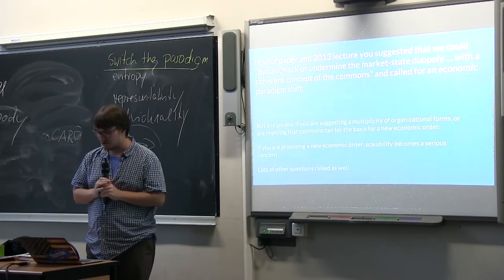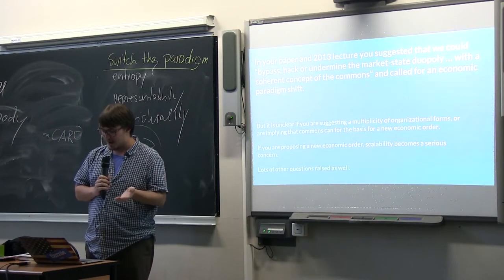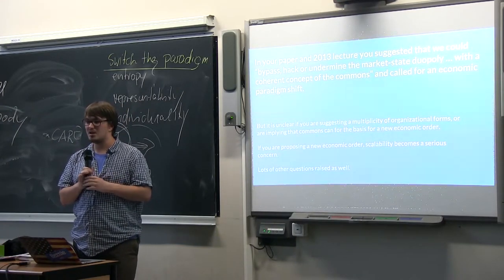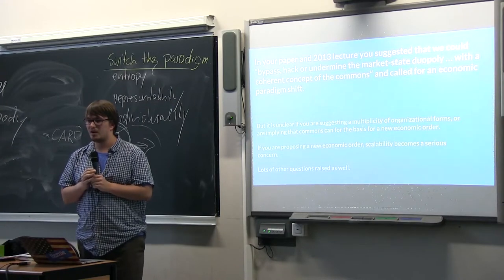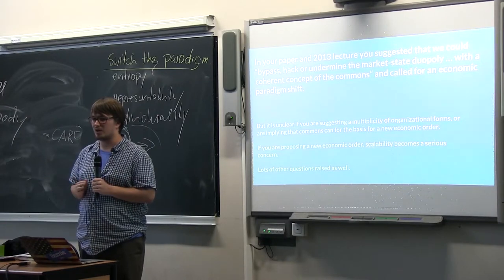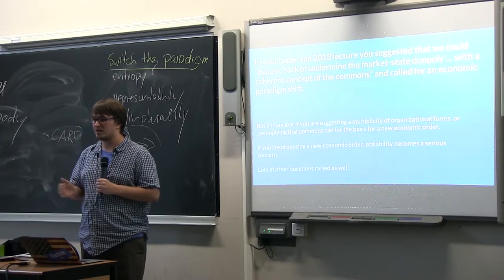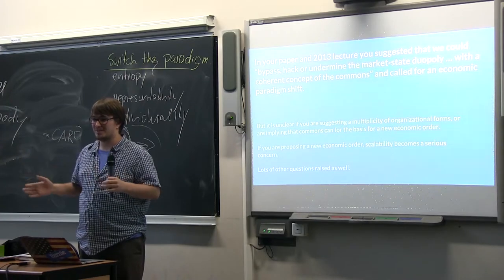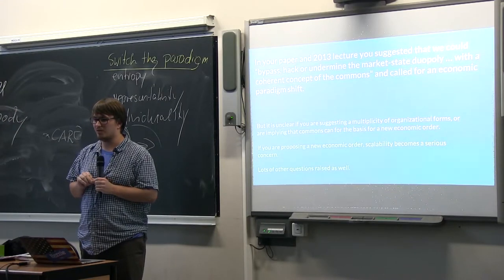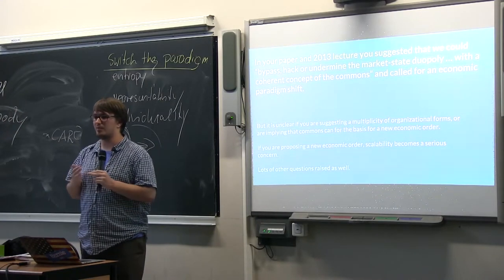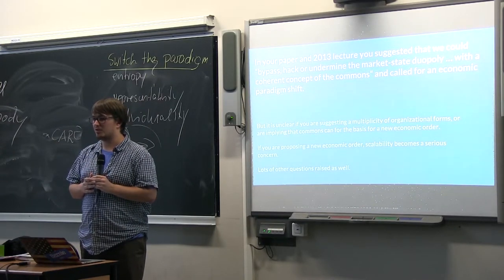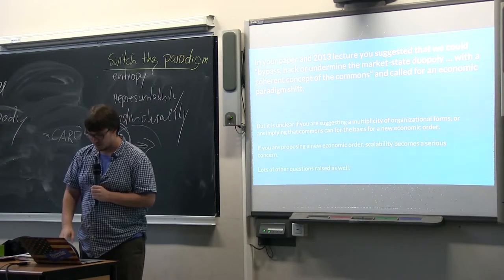So from your lecture in 2013, you said that we could bypass, hack, or undermine the market-state duopoly with a coherent concept of the commons, and talked about an economic paradigm shift. And I was wondering if you could just talk a little more explicitly about exactly how far we are talking about going, and what this would look like in real daily life? Because that's really cool as far as being that big. It just raises so many questions. It takes it to a whole new level as far as talking about scalability. Can we really do this? Would it really be better for people? And it sort of raises the stakes as far as the questions.